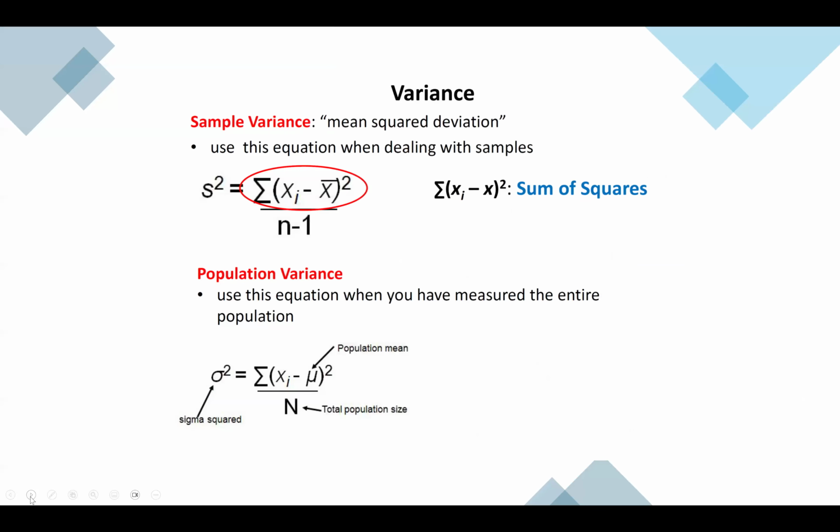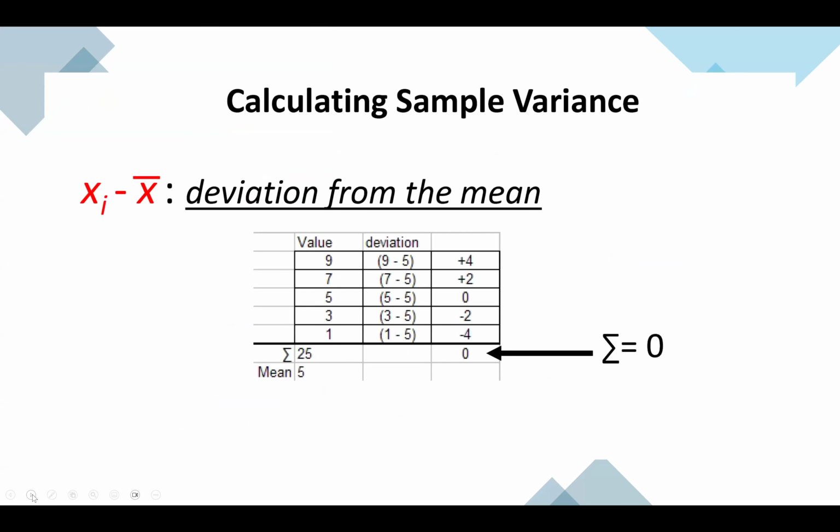Variance is the mean squared deviation. So here's our example. We have s squared is the sum of x sub i minus x bar, squared, over the number of samples minus 1. Okay, population variance. This is when you've measured the whole population. This is sigma squared. Population mean, see this is mu here instead of x bar up here, and total population size. So these are just things you kind of need to have in the back of your head.